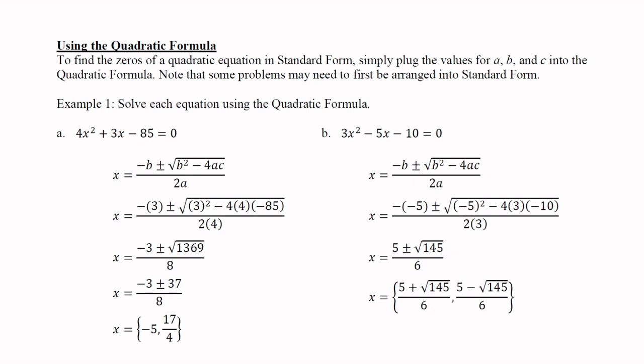And so our two solutions here, since we cannot simplify the square root of 145, are 5 plus the square root of 145 over 6 and 5 minus the square root of 145 over 6. Now, if you just want to leave your solution written as 5 plus or minus the square root of 145 over 6, that is perfectly fine. I just wanted to show you that plus or minus does give us two solutions here.